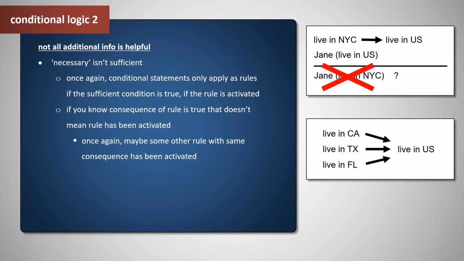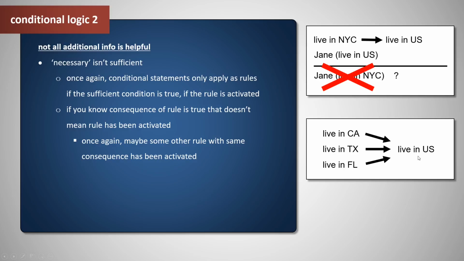Once again, there are other rules. If you live in California, you live in the United States. If you live in Texas, you live in the United States. If you live in Florida, you live in the United States. So just because Jane lives in the United States, just because you know that this part is true, you don't necessarily know that the NYC part is true. Maybe she lives in California or Texas or Florida. Any one of these things could be true, which would also mean she lives in the United States. So just because she lives in the United States does not necessarily mean she lives in New York City.